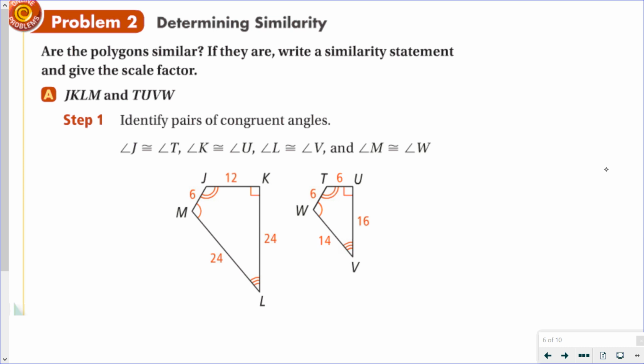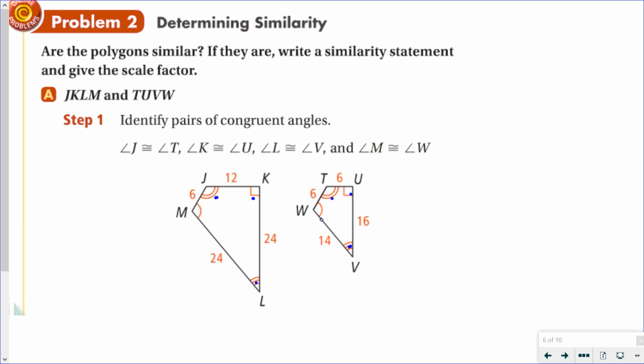We want to determine whether or not these two figures are similar to each other. The very first step that you want to deal with is identifying the pairs of congruent angles. So as we can see, look at the symbols within the angles. Angle J is congruent to angle T, same two symbols. Angle K and angle U are right angles, so they're congruent. Angle V and angle L are congruent because they have the same three arcs. And angle W and angle M are congruent because they have one arc.